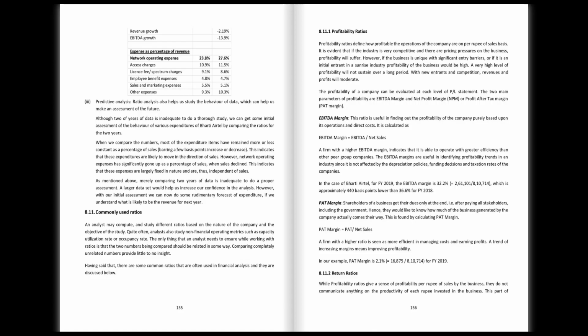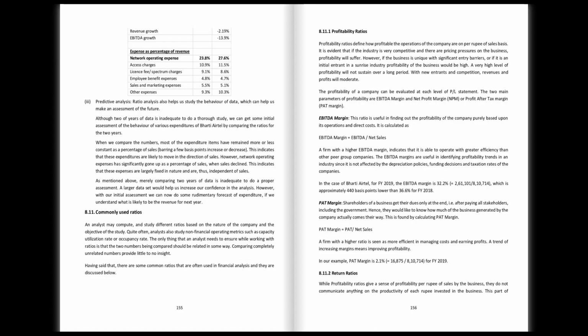A firm with a higher ratio is seen as more efficient in managing costs and earning profits. A trend of increasing margins means improving profitability. In our example, PAT margin is 2.1%, that is 16,875 divided by 810,714 for FY 2019.